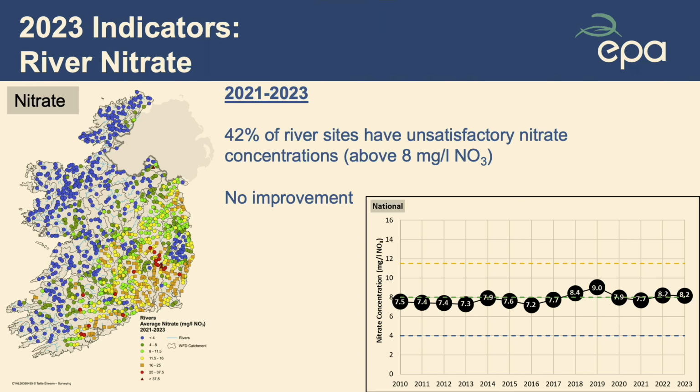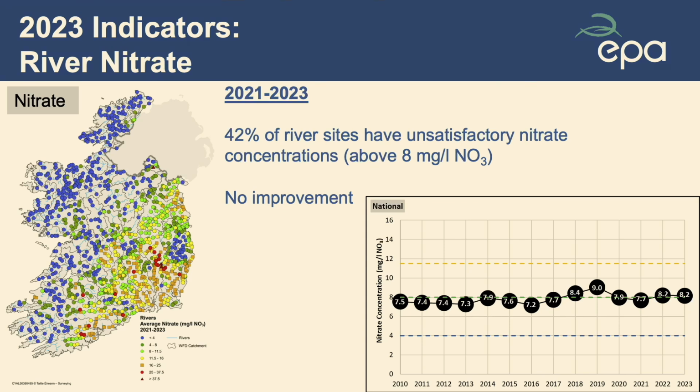If we look at the national picture, that line graph that you can see, the blue line is what's needed for high water quality. The green, which is where we're hovering around nationally, is for good. And anything above the yellow impacts on marine water quality. So that national picture looks fine.